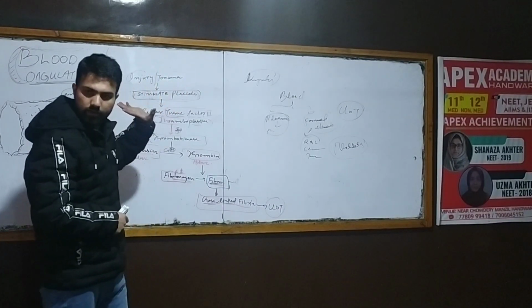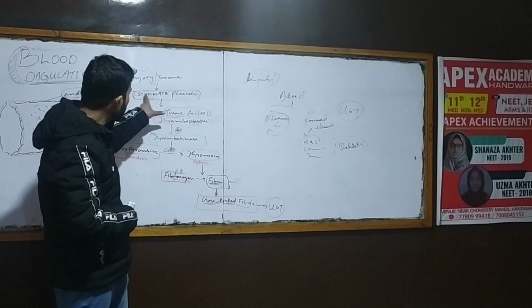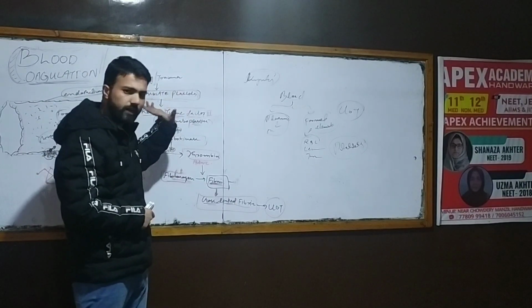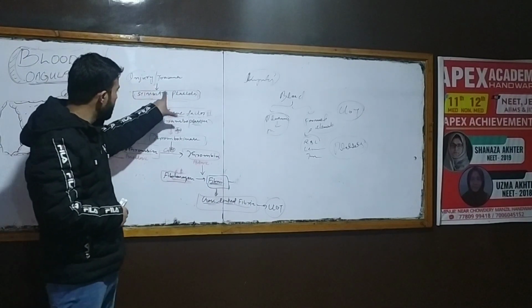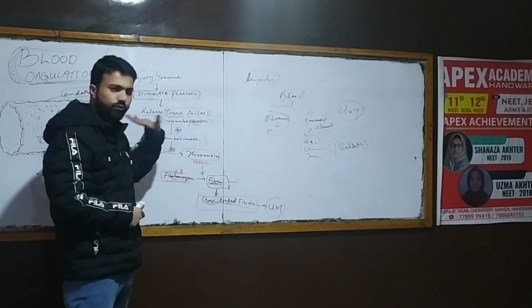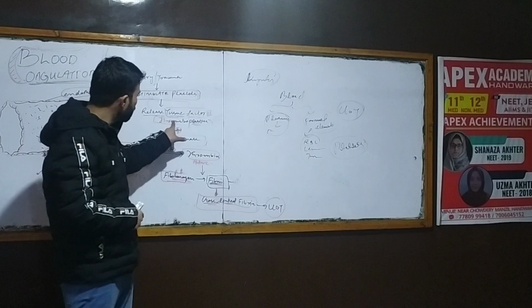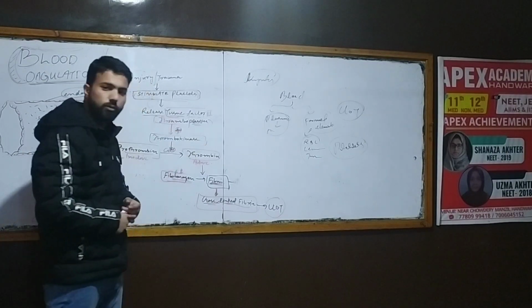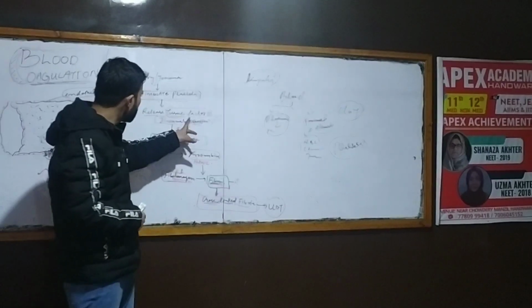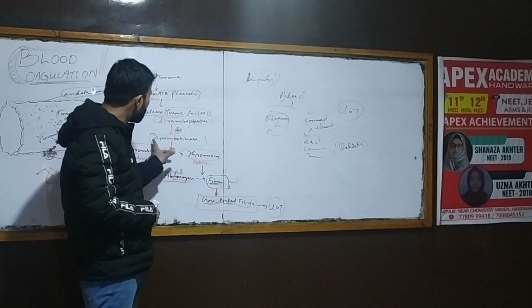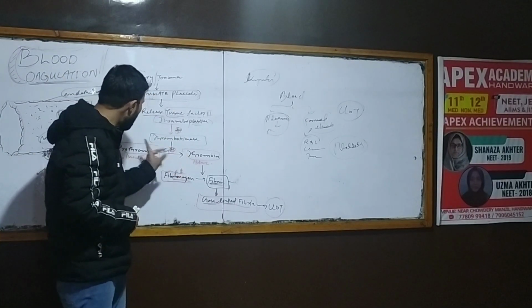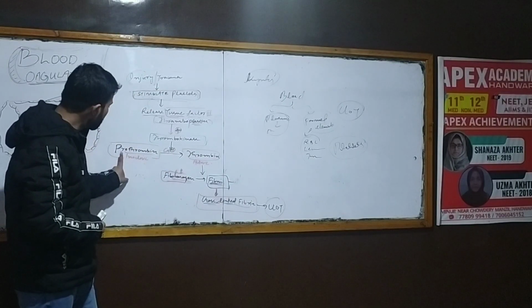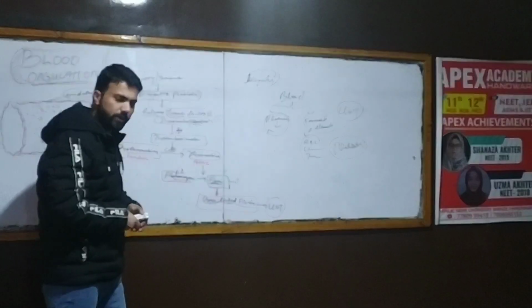There is an injury, trauma. So what happens after injury? Platelets get stimulated and then they release tissue factor. This tissue factor is also called thromboplastin. This thromboplastin activates an enzyme called thrombokinase. This thrombokinase converts inactive prothrombin into thrombin.